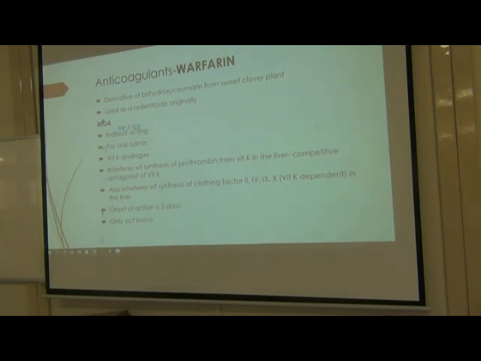It was used as a rodenticide, for killing rodents. How would it work if it's an anticoagulant? It blocks. So what does it do to the rodents?